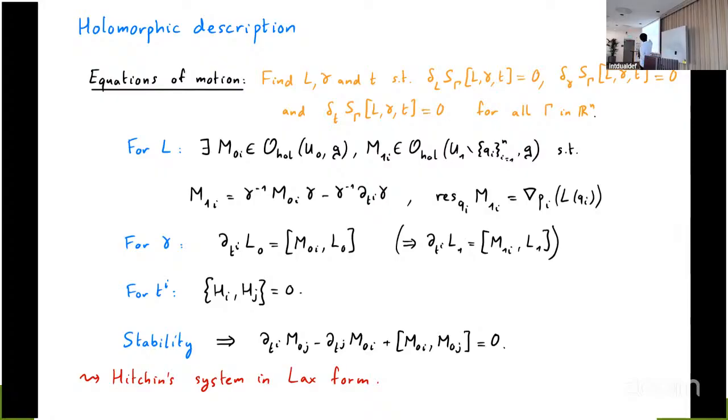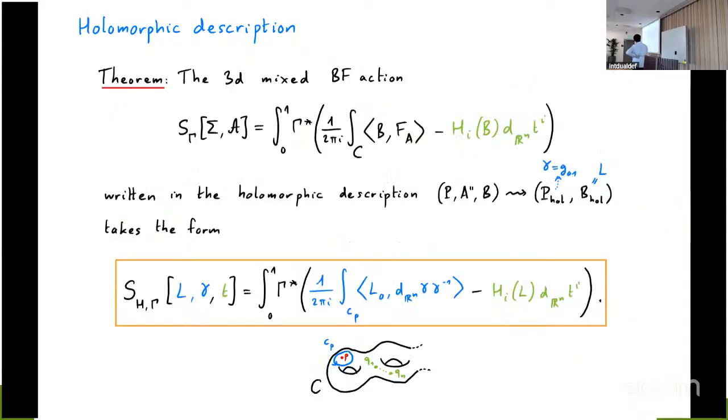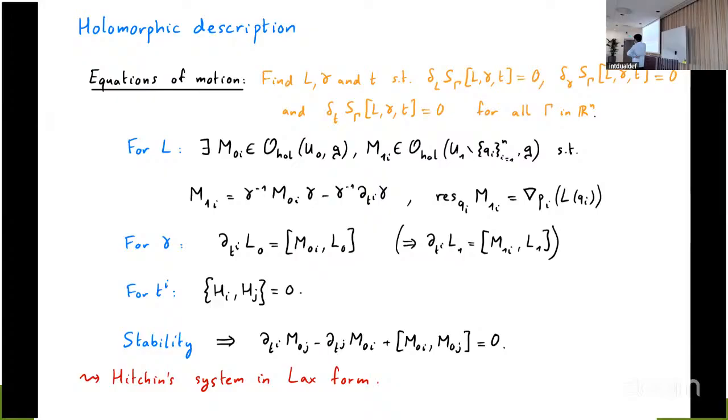Yeah. So the equations of motion for L are essentially the existence of some G-valued matrices M_0i and M_1i on the different patches. These are meromorphic; they have singularities at the points Q_i, which were the points we chose to define the Hamiltonian. So the M's acquire poles at those points. Okay, but L itself is still holomorphic on the two patches. And so the equations of motion for gamma are the usual Lax matrix equations. So they are defined on both patches.